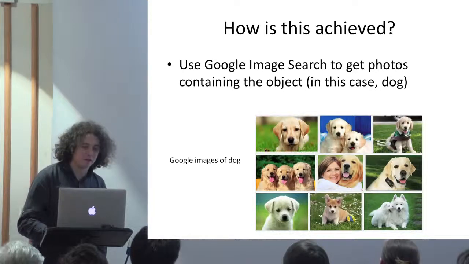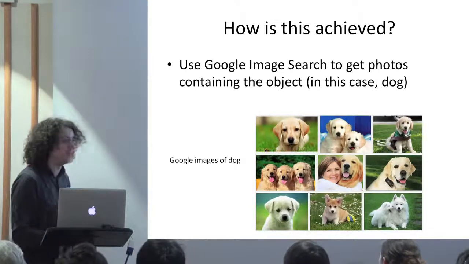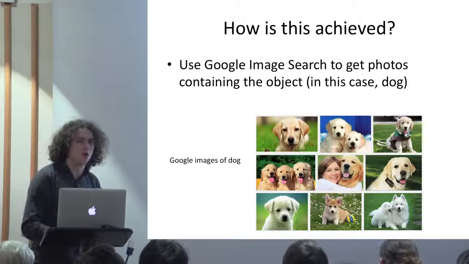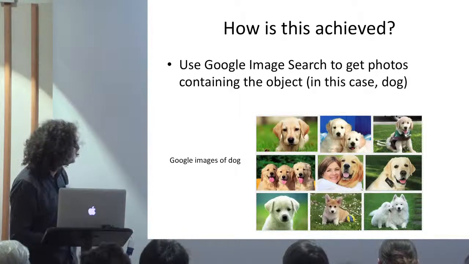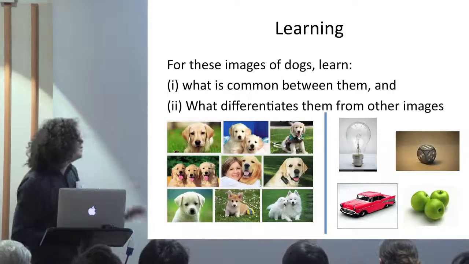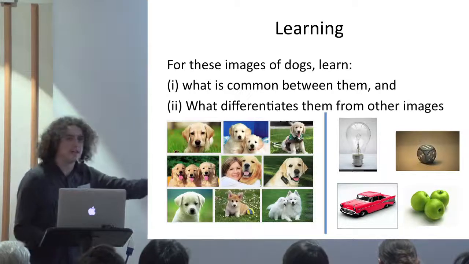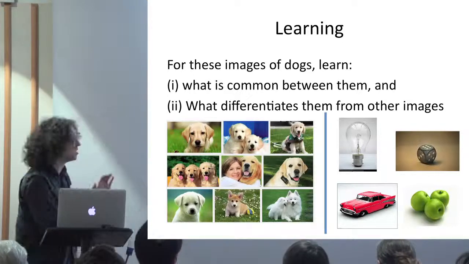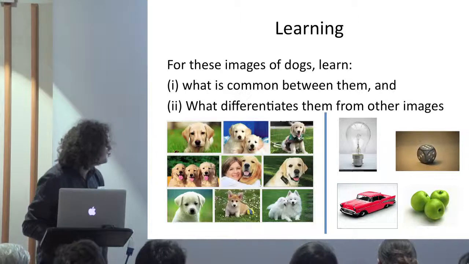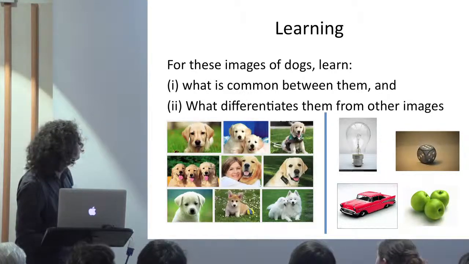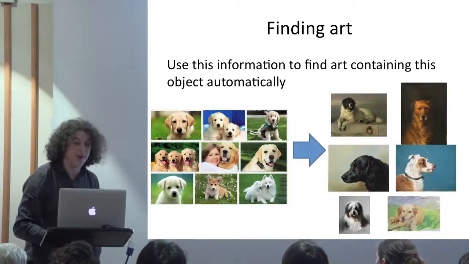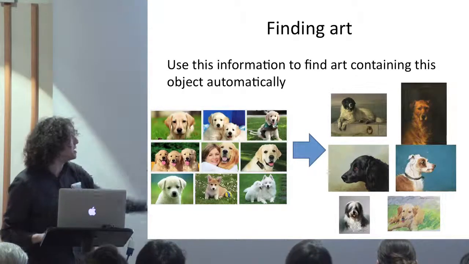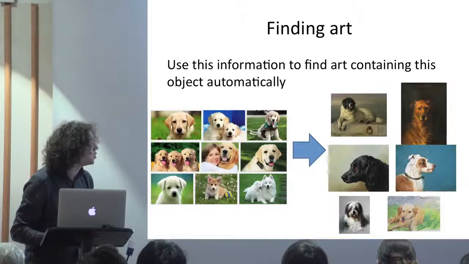Well, it turns out, if you want to learn what an object looks like, there's already lots of information available on the internet to learn from. So Google image search is a very good thing to use. Say we want to know what a dog looks like, we type in dog, and oh look, here's lots of pictures of dogs. So that's good. So we take these images of dogs, and we take some images that don't contain dogs, and we learn what's in common between these images. The computer looks at these, says, what's in common, and what separates them from these? This is all done automatically, this is some machine learning, and it'll learn what a dog looks like. So this information can then be applied to all the art or images you want automatically in a matter of seconds to find instances of, in this case, dogs in your paintings.